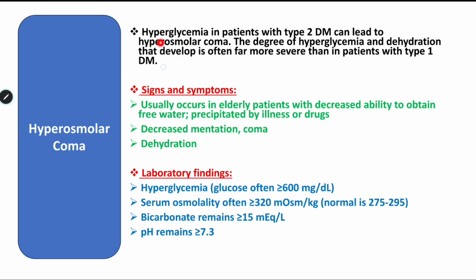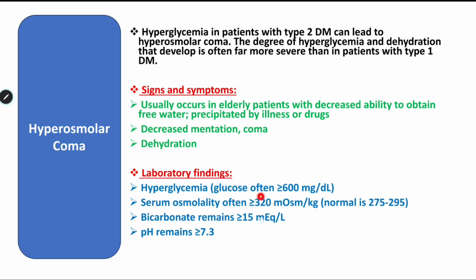Now, hyperosmolar coma is seen in type 2 diabetes. The degree of hyperglycemia and dehydration that develop is often far more severe in patients with type 2 than in patients with type 1 diabetes. Hyperosmolar coma usually occurs in elderly patients with decreased ability to obtain free water, precipitated by illness or drugs. If there is an elderly patient with type 2 diabetes, bedridden, and there is no one around, they can't even ask for water, and so this can happen in them. Decreased mentation, coma, dehydration.